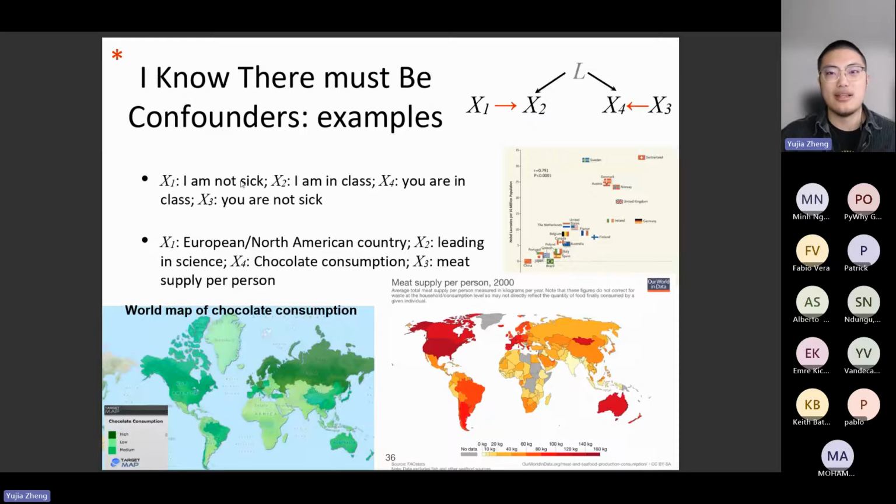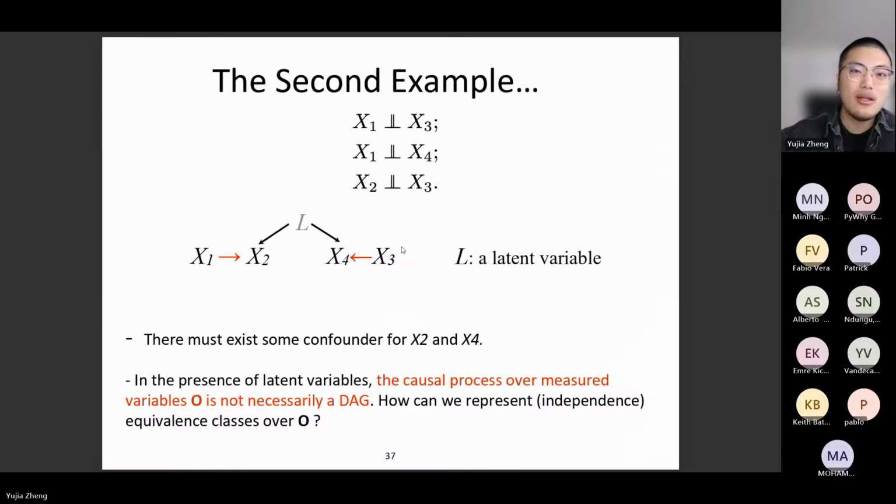For example, in the case that I'm not sick, so I'm in the class, and you are not sick, and you are in the class. The confounder is that we are lab mates. And also in the chocolate and Nobel Prize example, the confounder might be the economic status of the country, instead of a direct causal effect from chocolate to Nobel Prize.